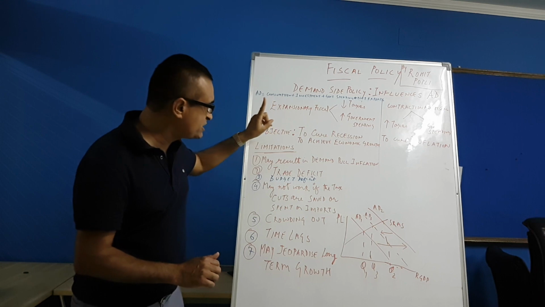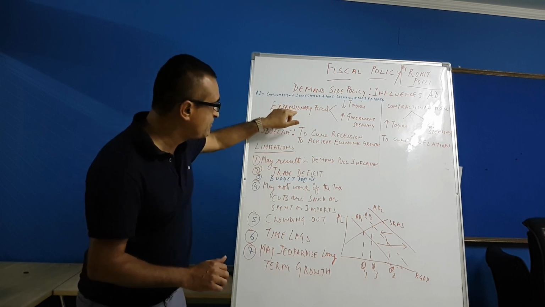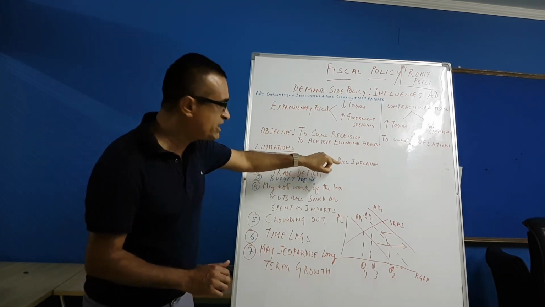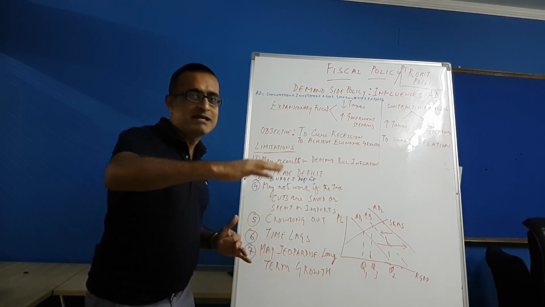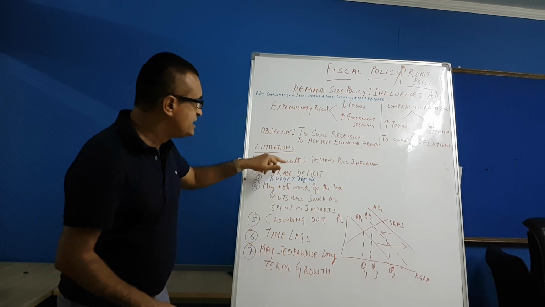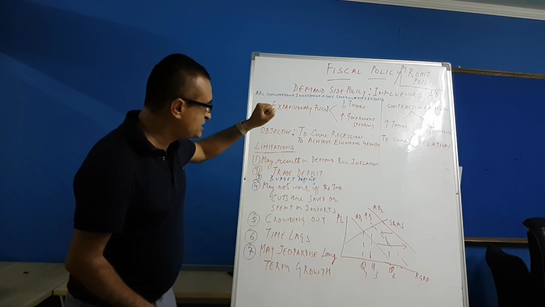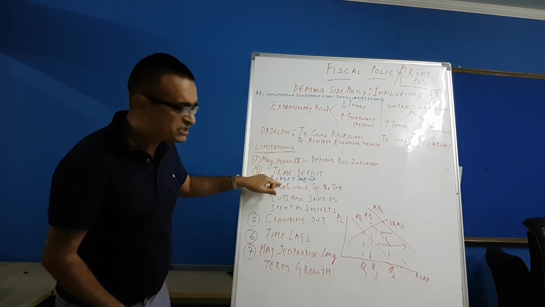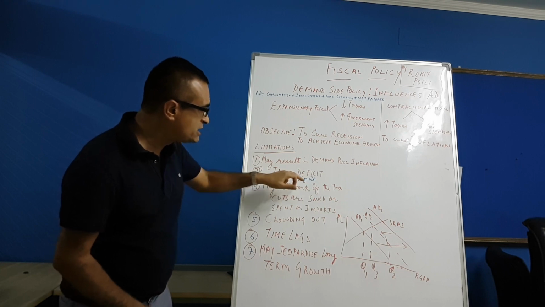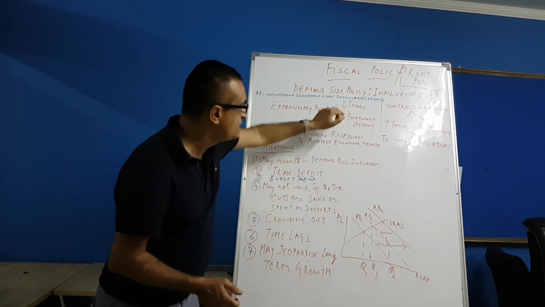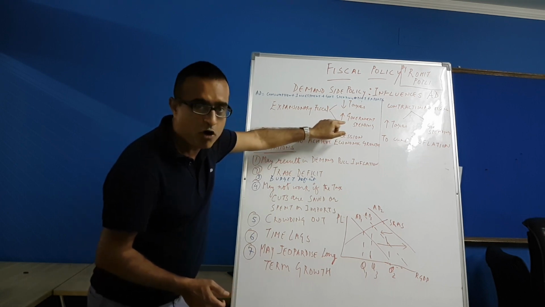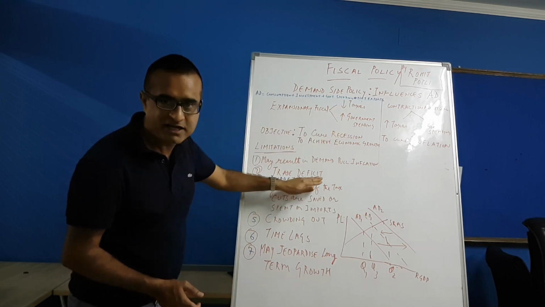Now, the first limitation is that expansionary fiscal policy may lead to demand pull inflation. Now, this may happen because the aggregate demand may increase way too much. Secondly, expansionary fiscal policy may lead to a budget deficit. Now, this would happen because the tax revenue is shrinking because of the decrease in taxes and government is spending more. So that would lead to a budget deficit.